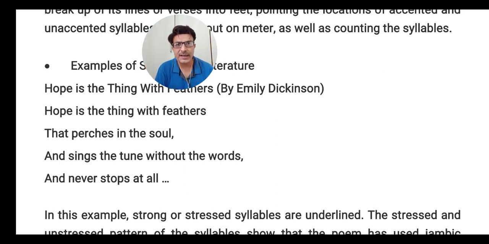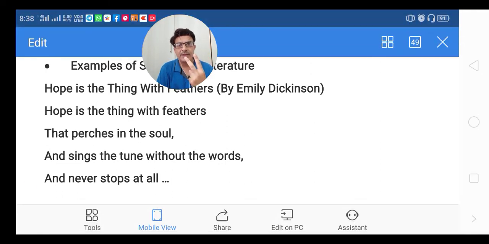Go to the next line, that perches in the soul. Now that is a monosyllabic word, so 1, perches is a disyllabic word, so 2, 3, in 4, the 5, soul 6. So we can say that there are 6 syllables in the second line.